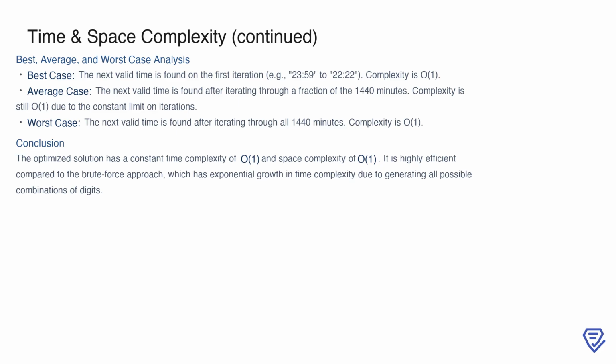In the average case, the solution finds the next valid time after checking a fraction of the 1440 minutes, but the total time complexity remains O(1), because the number of iterations is capped at a constant value. In the worst case, the solution checks all 1440 minutes before finding the next valid time, yet the complexity is still O(1) for the same reason. In conclusion, the optimized solution is highly efficient, with constant time and space complexities of O(1).